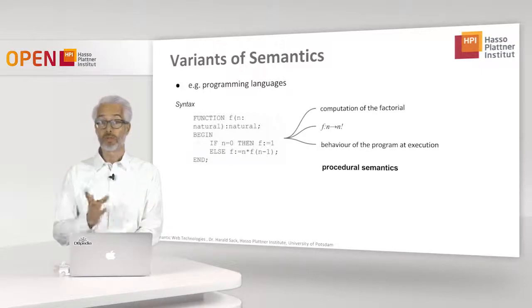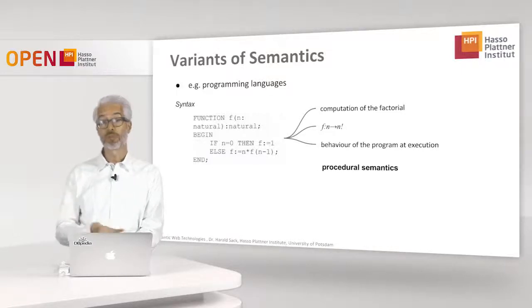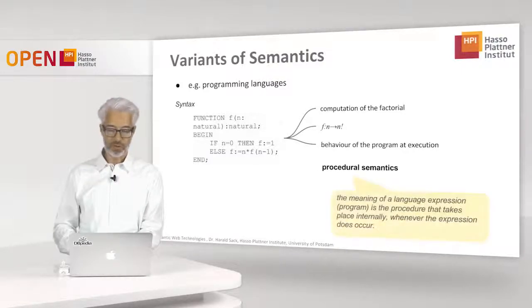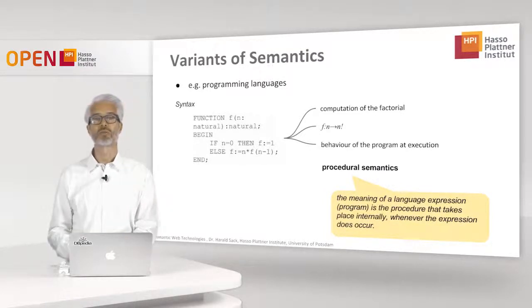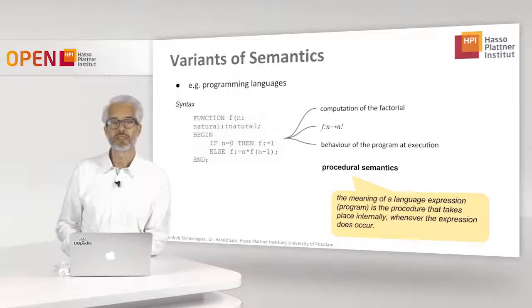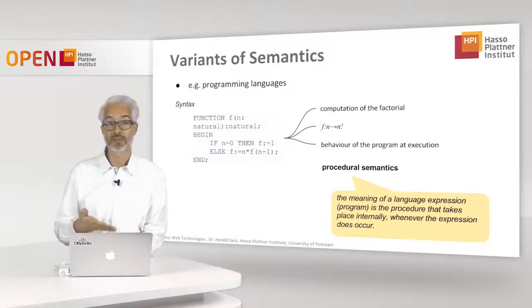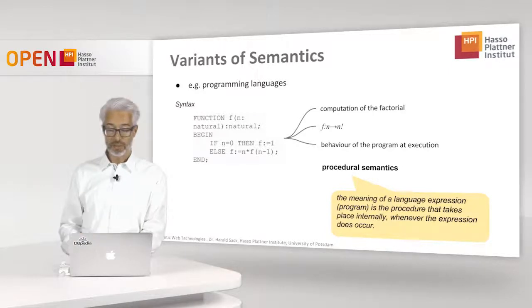And then for programming code, there is also a so-called procedural semantics. This is the behavior of the program at execution time. The procedural semantics defines the meaning of a language expression, so the program, as the procedure that takes place internally within the computer whenever the expression occurs. So we have different notions of semantics: the intentional semantics, the formal semantics, and the procedural semantics.